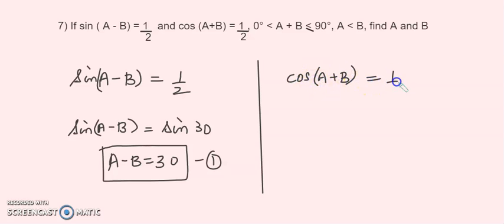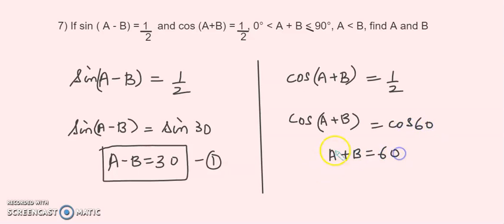Next, cos of a plus b is half. Which angle of cos is half? Yes, it's 60. So cos of a plus b equals cos of 60. So a plus b equals 60, which is the second equation. So you can do elimination and then find your a and b, right?